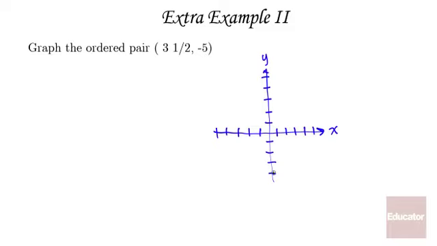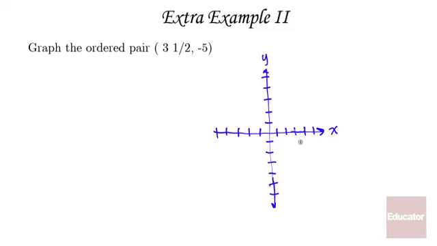So 3.5. That means I'm going to go over 3 full spaces and then a half. So it comes somewhere in between here. There's 3.5. But also I need a -5, so I'm not going to put my point there. Just wanted to show you where it would be. 3.5, halfway in between the 3 and the 4. And then I'm going to come down 5.